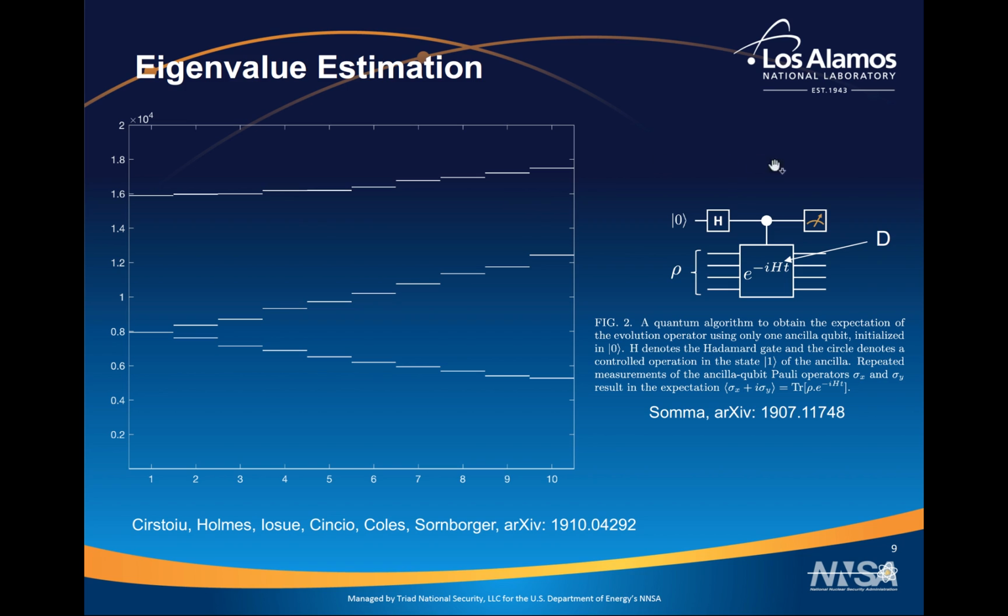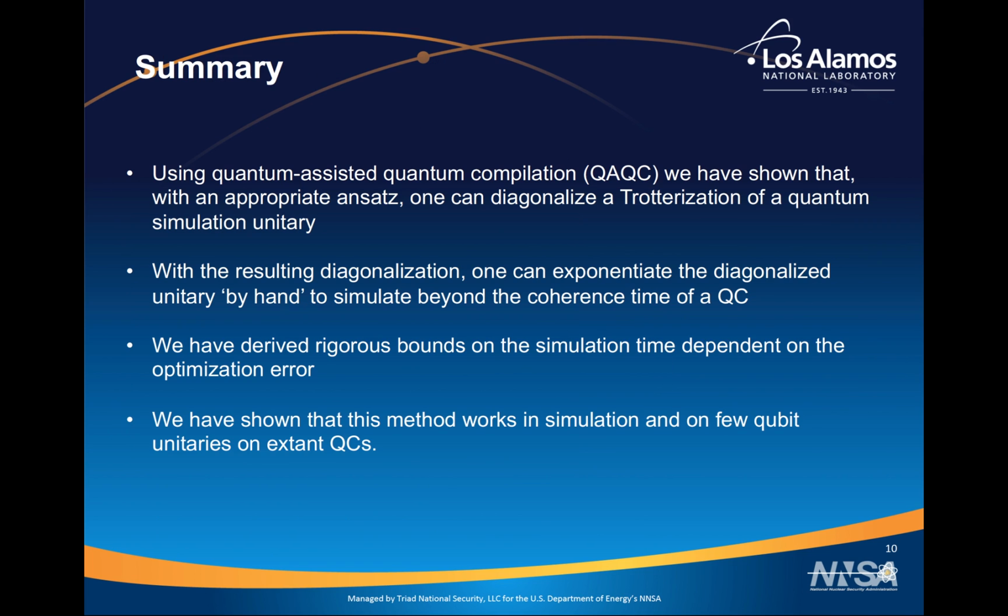Another thing that we can do with this method is to use classical signal processing methods in the way that Rolando Somma has introduced recently in order to estimate eigenvalues. Here, these are eigenvalues for a 2-qubit Hubbard model, 2-site Hubbard model, and these match very nicely those that you would find in a classical diagonalization.